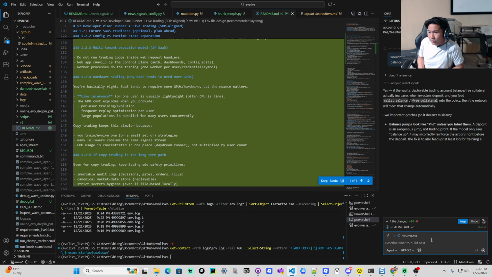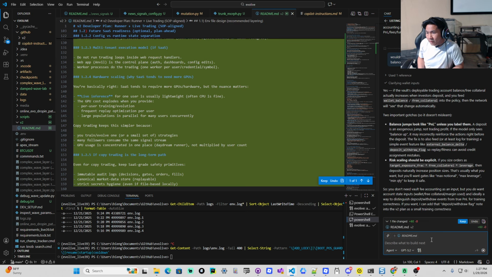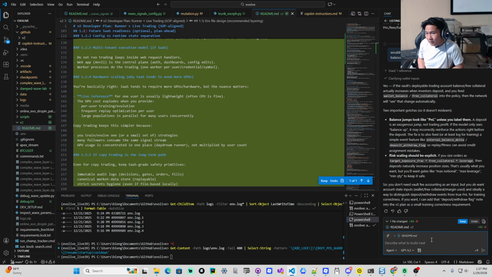Yes, the wallet's deployable trading account balance actually increases with investment, and you feed the wallet balance into the policy network, and you'll see that on chain only. Two important gotchas so it doesn't mislearn. Balance jumps look like P&L unless you label them. A deposit is an exchange jump, not trading profit. If the model only sees balance up, it might reinforce actions right before the deposit. The fix is to also feed a release log for training, a simple event feature like internal balance delta.